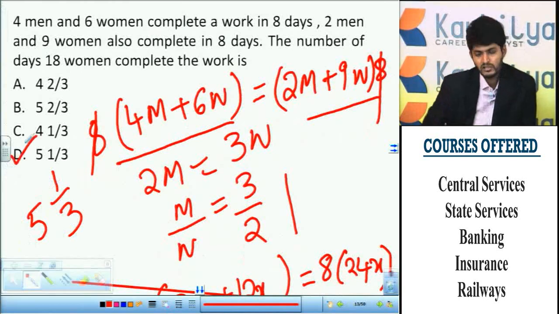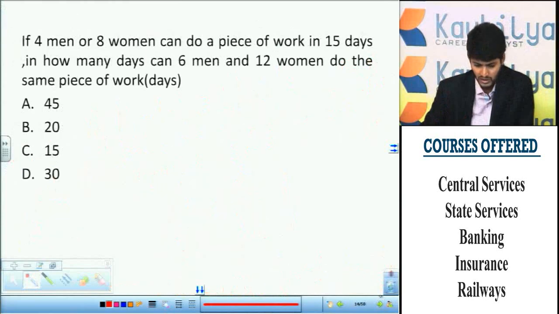So you have many such problems in your examination where you have to find out what is the relation between your men and women. So let us look at one more problem which has come in your examination. So let us look at this problem.